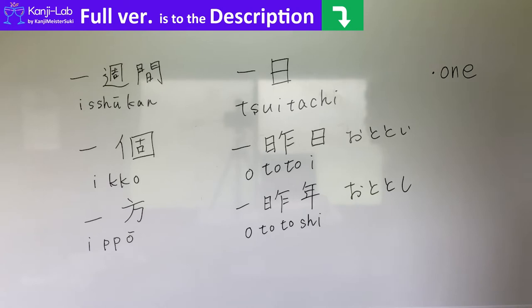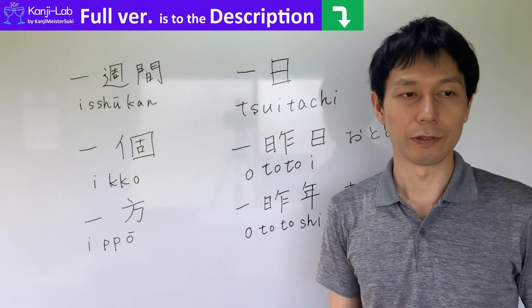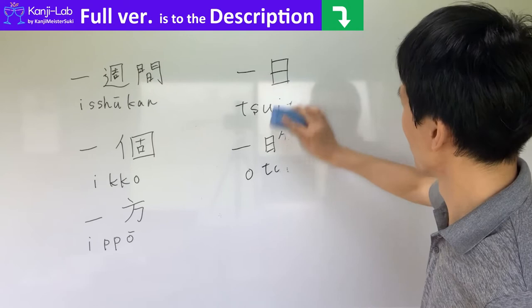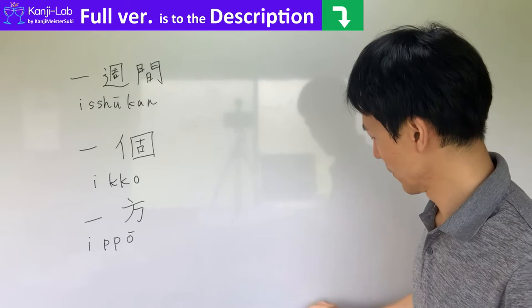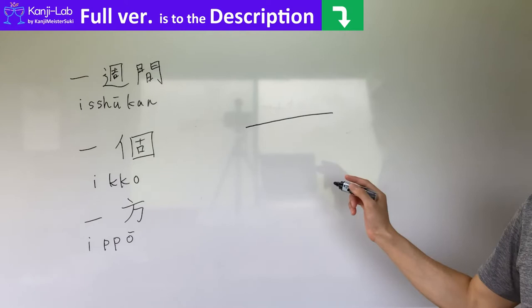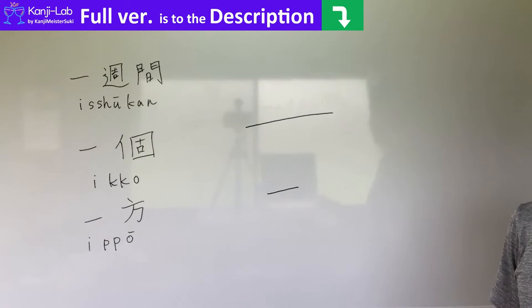Next, let's look at how to write this character. Write it like this. It is very easy. Let's write together. Ichi. And the radical of this character is ichi. This character itself is a radical, a base character.